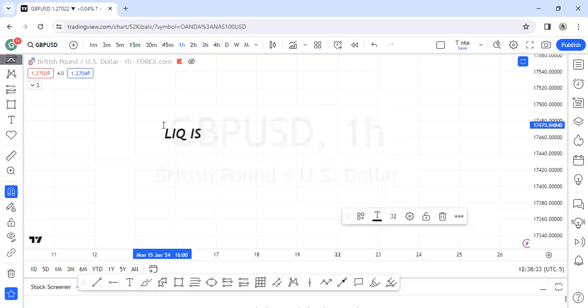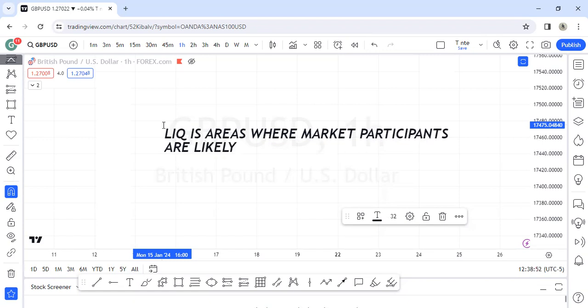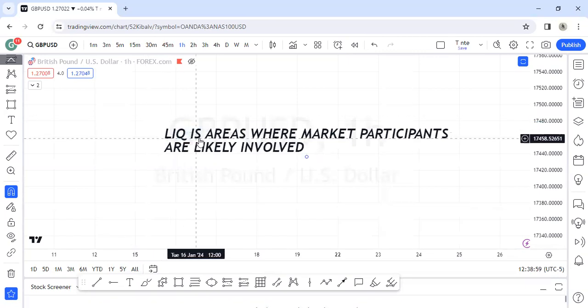liquidity is simply areas where market participants are likely involved. What do I mean? There are areas in which market participants are likely involved.